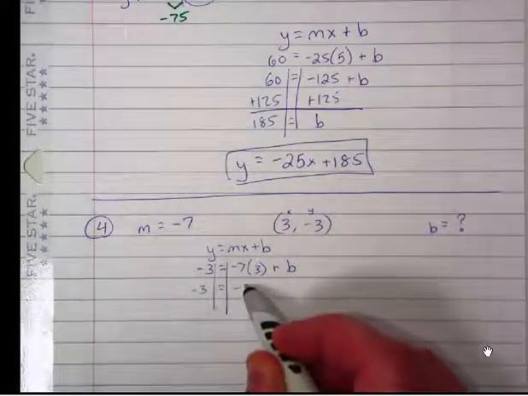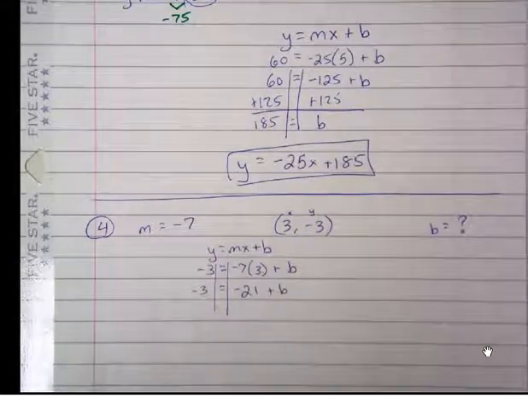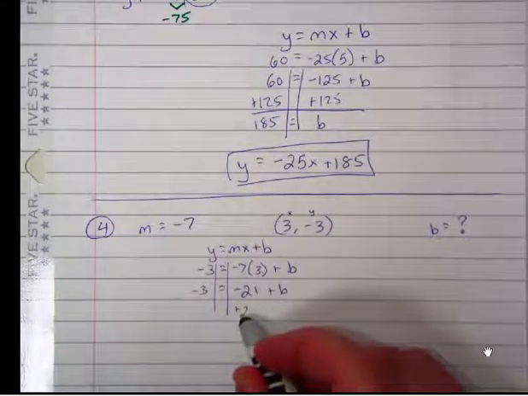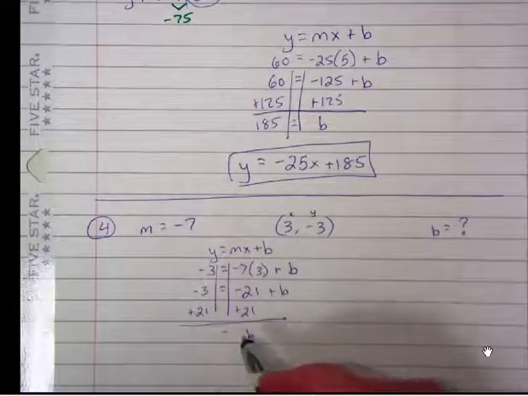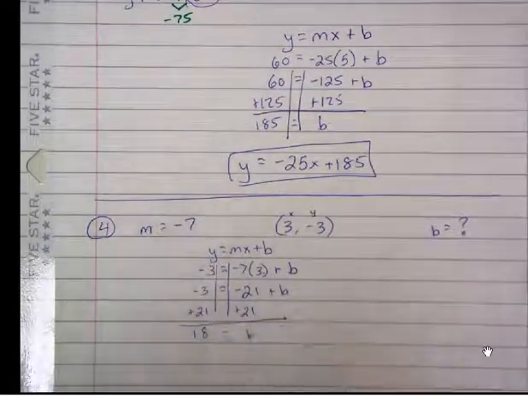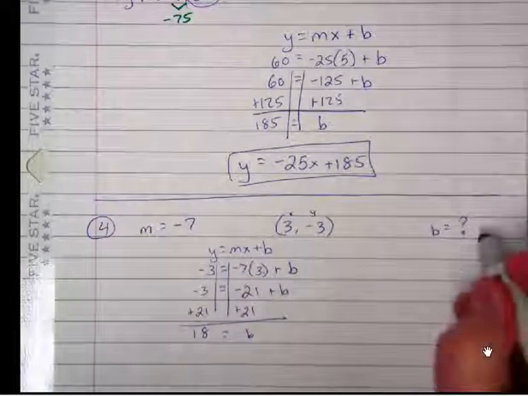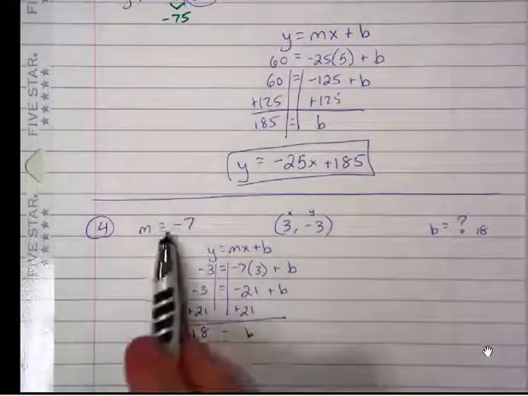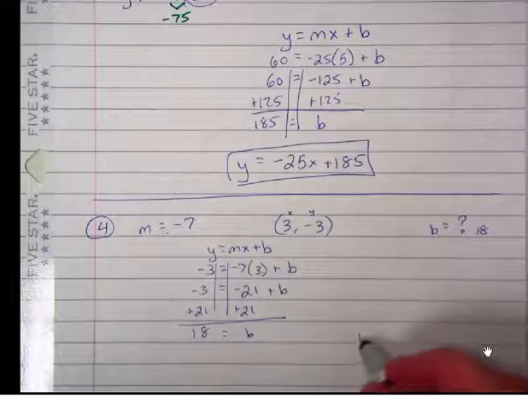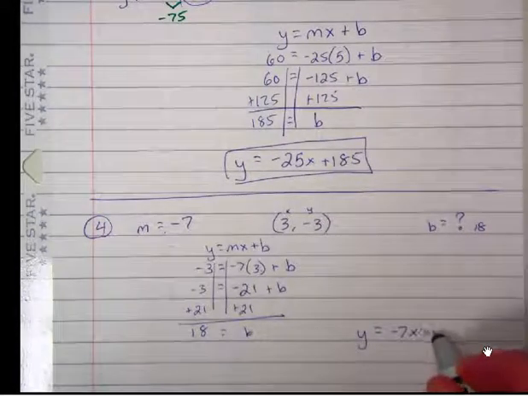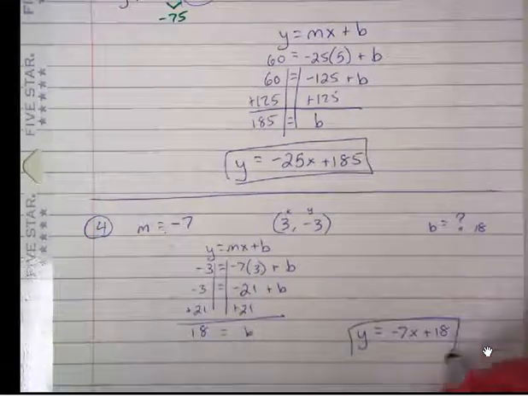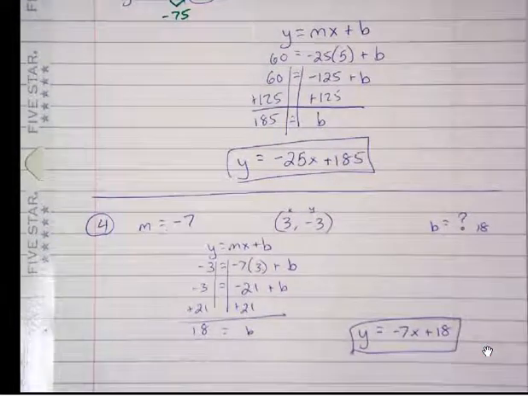So negative 7 times 3 is negative 21. To get b alone, we add 21 to each side. Get that b is positive 18. Now we know that b is 18. We were given the slope is negative 7, so we can write the equation y equals negative 7x plus 18. Okay.